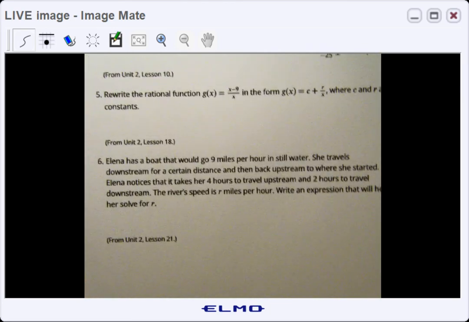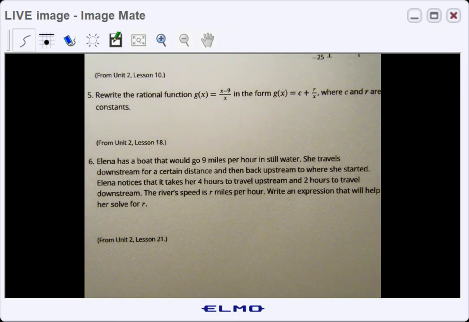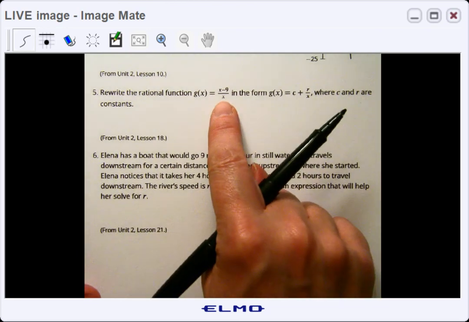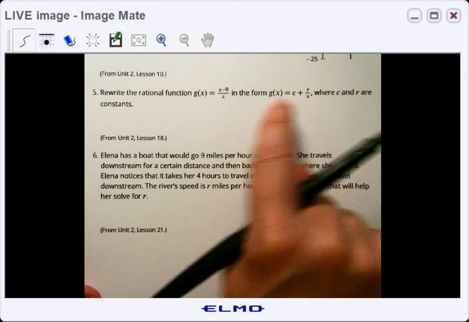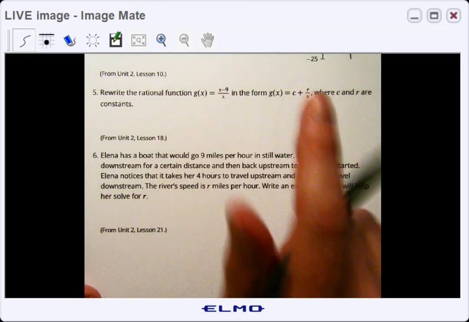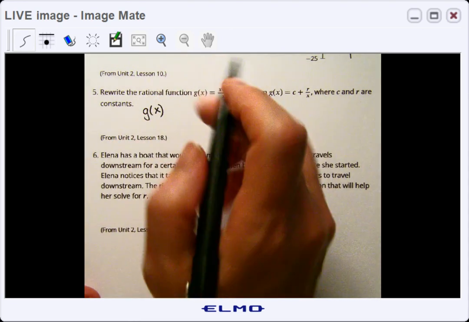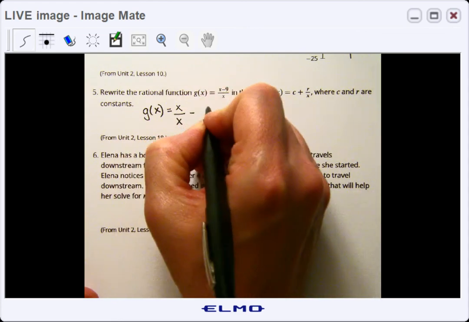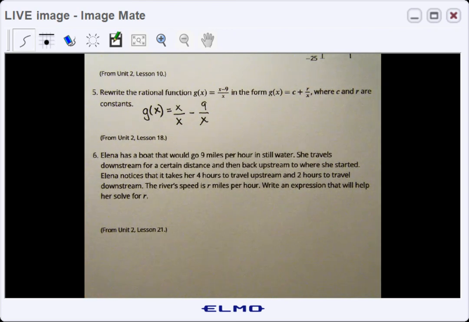All right, number 5 is a rearranging formula problem. So we want to just rearrange this formula here to get it into this form. And we do that by just dividing each term by the denominator. So we'll start with dividing each term by x. So x divided by x minus 9 divided by x. That's our first step. x divided by x is equal to 1.